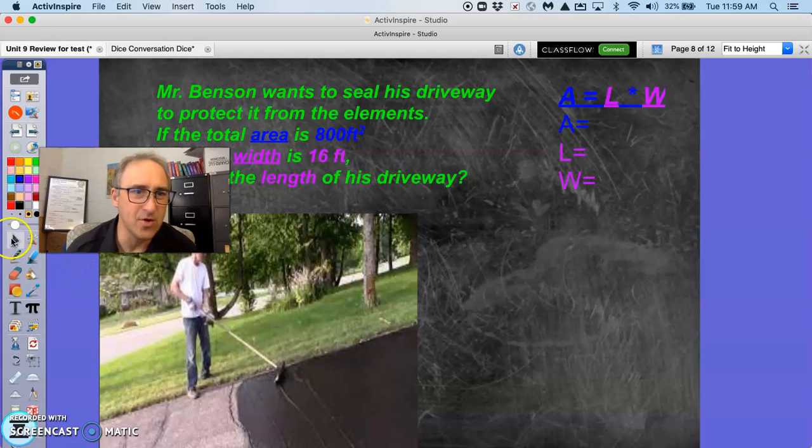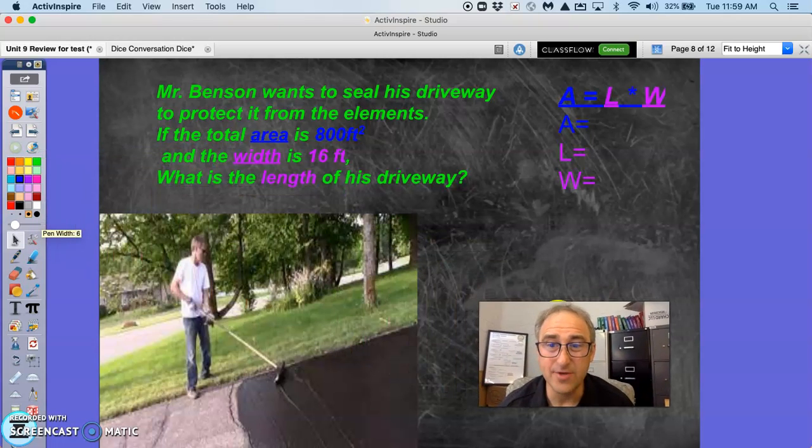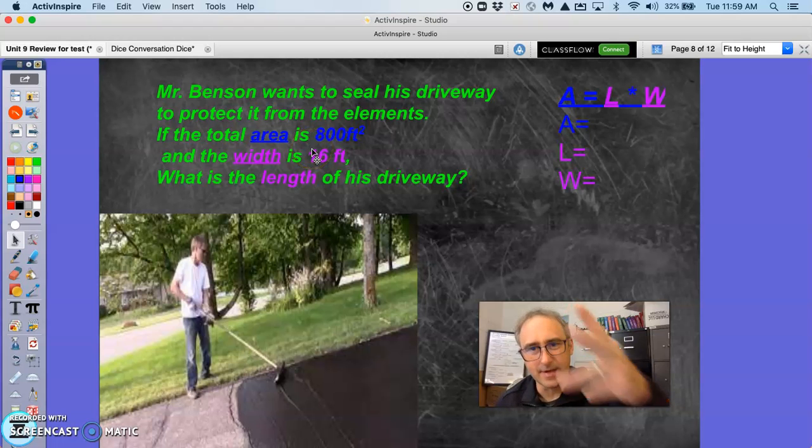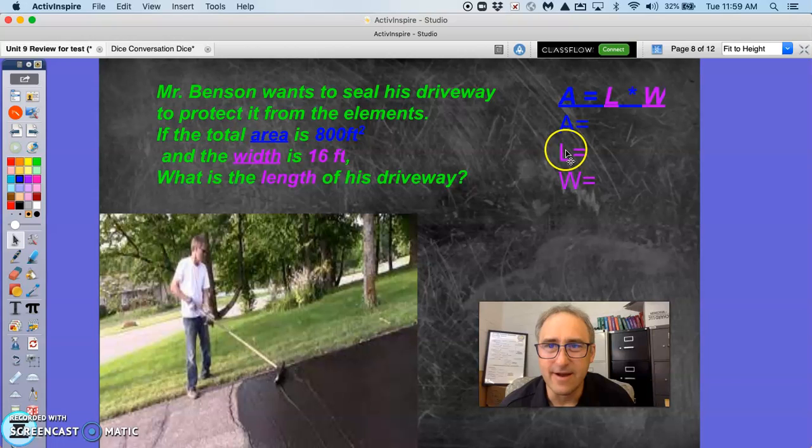Next question. It looks like a word problem question. There's a chance I'm going to have to work backwards on this one. So I'm going to try to keep track of all the information that's written here. So we've been using length and width and height. So I wrote it right here. L, W, I don't see an H, so I'm not going to use it. Mr. Benson wants to seal his driveway to protect it from the elements. If the total area is 800 feet squared, what's that 800 feet for? Is it length? Is it width? No, it's area. So I write it right there.